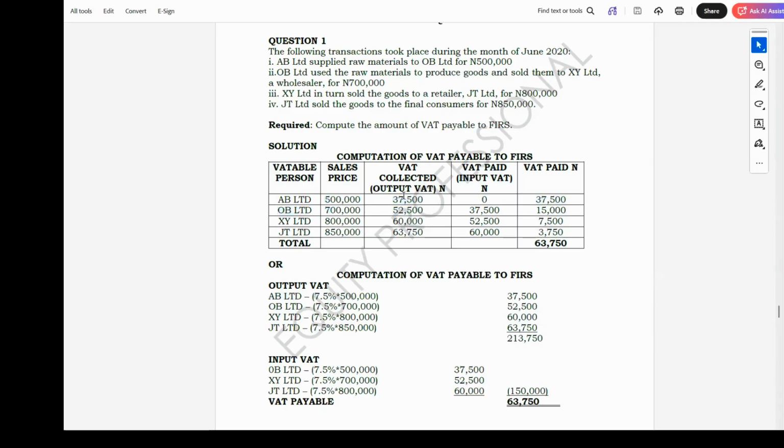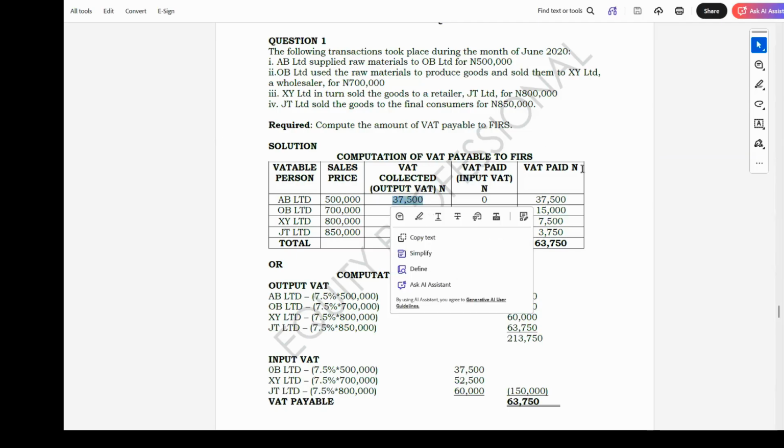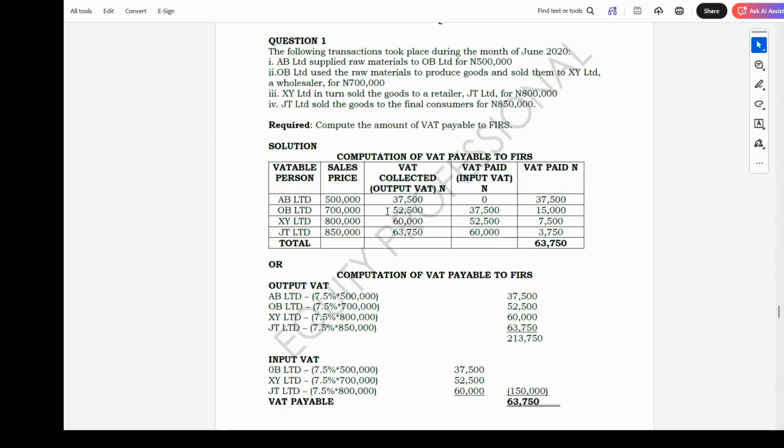AB Limited is only going to charge output VAT. 37,500 is what it is going to charge. AB Limited did not suffer any VAT on this item. So the VAT paid will be 37,500.